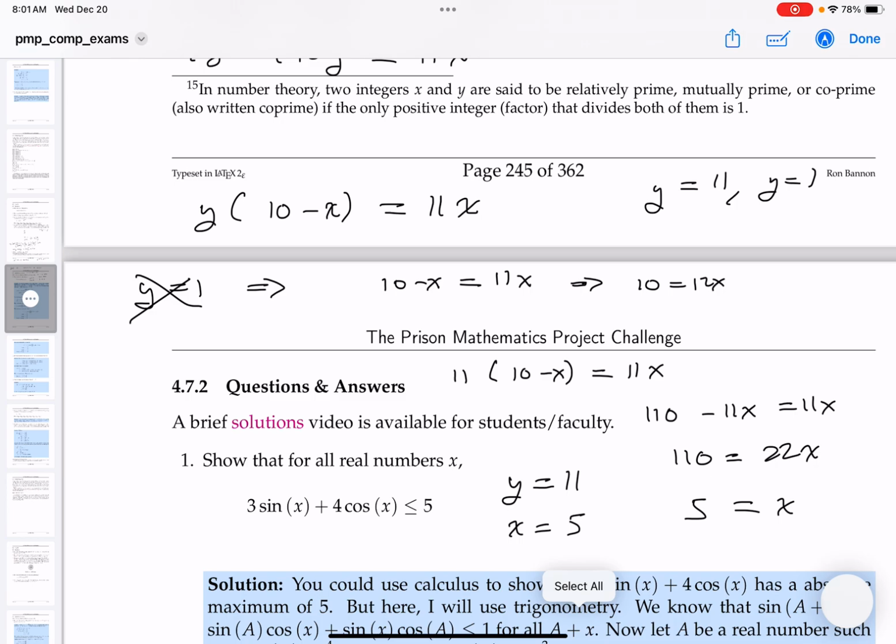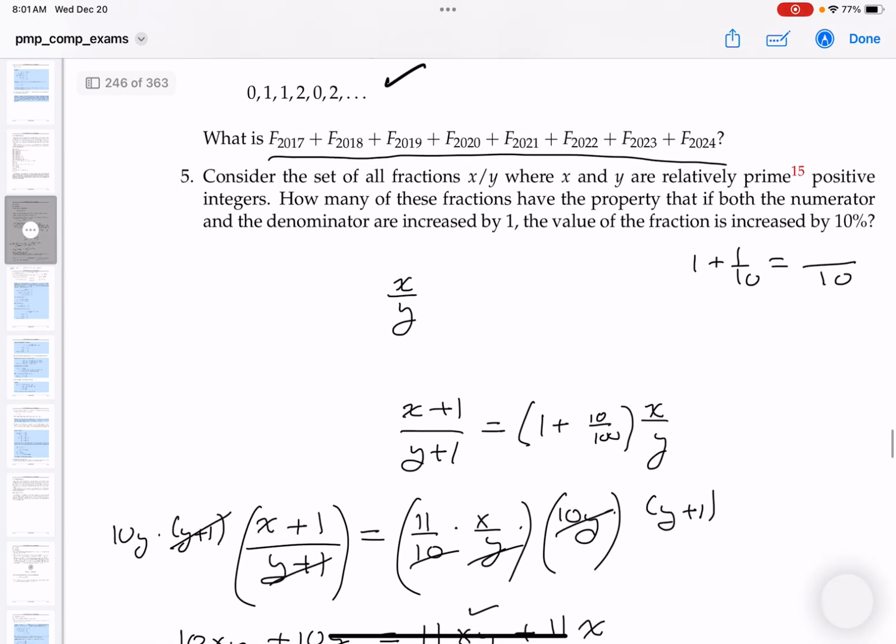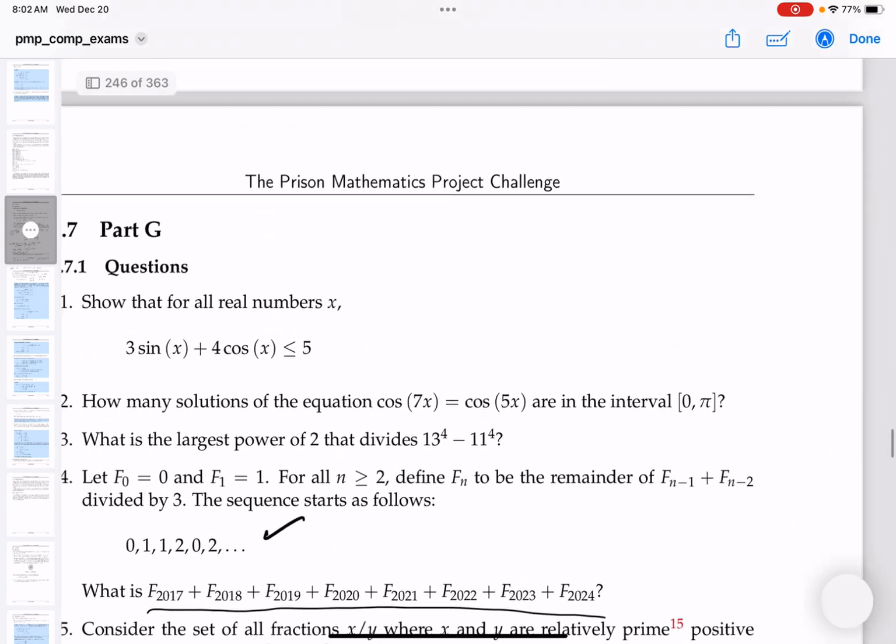Let's go back and read the question though, and I have to do that. I know 11 and 5 at this point. What was the question? Consider all fractions x over y, where x and y are relatively prime, positive integers. How many of these fractions have the property that if both the numerator and denominator increase by 1, the fraction increases by 10%? Well, only one does. And what's that going to be? 5/11ths. Only one. And we're officially done. Thank you.